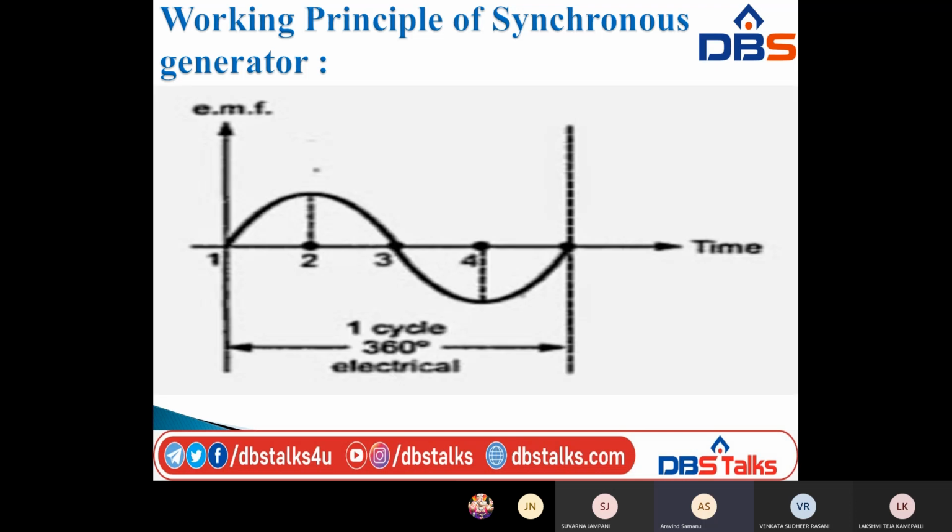I will show the figure. This is the diagram. At position 1 the induced EMF is 0, at position 2 it is at the maximum value, at position 3 the value is again 0, and at position 4 the value increases again but in the negative direction, and from position 4 to 1 the EMF decreases to the 0 position. This is the working principle of a synchronous generator.